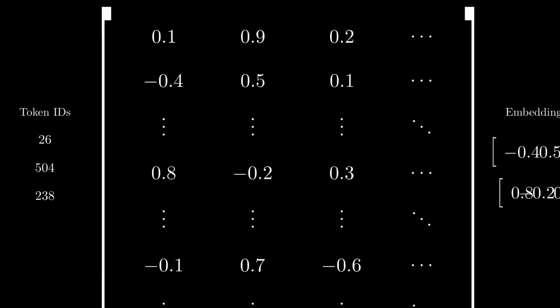The model now does the exact same thing for every other token in the sequence. Next is 504. It looks up the 504th row and pulls out its corresponding vector. And finally, token 238. And now, the process is complete. Take a moment to see what we've accomplished. We started with a simple sequence of meaningless integers, and through this embedding lookup, we have transformed them into a sequence of rich, high-dimensional vectors.